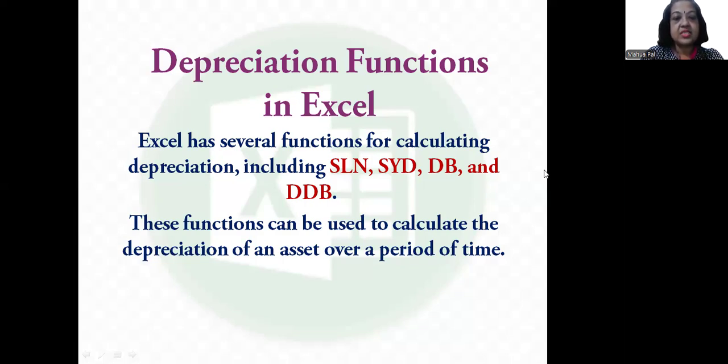Straight line is simple and consistent, while the declining balance method provides higher initial depreciation. Understanding these functions can help manage asset valuation effectively. Excel has several functions, as I already told, for calculating depreciation, including the straight line depreciation method, sum of year digits method, declining balance, and double declining balance method.